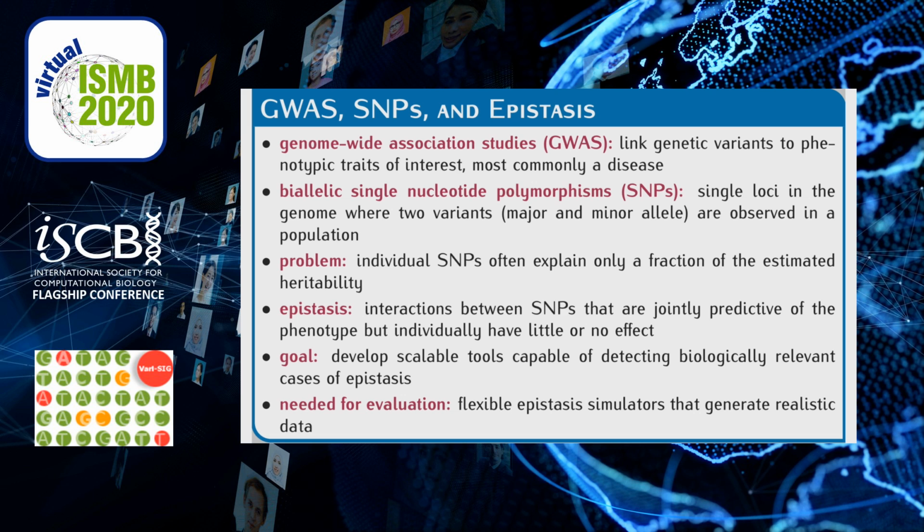Now, the problem is that individual SNPs often only explain a fraction of the estimated heritability. One possible reason for this is that SNPs are involved in epistatic interactions. That is, there might be SNPs which are jointly but not individually predictive of the phenotype of interest. So the goal is to develop scalable tools which are capable of detecting biologically relevant cases of epistasis. And for evaluating these tools, we need flexible epistasis simulators that generate realistic data.